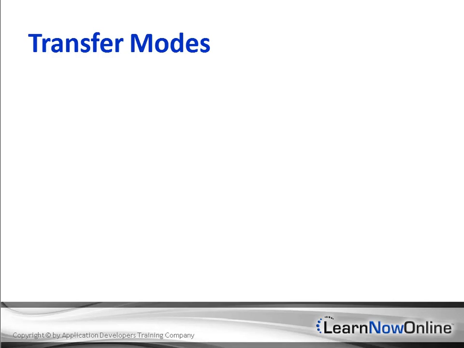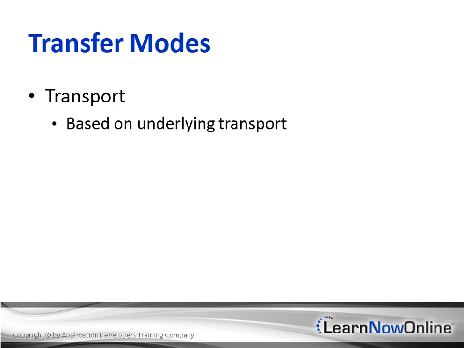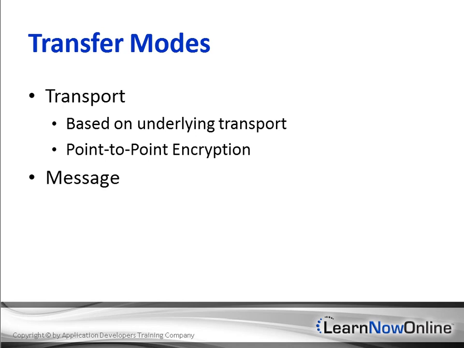When configuring WCF security, you have a choice of a couple transfer modes. One transfer mode is transport, and that means that the underlying protocol will provide the transfer security for you. In transport security mode, you have point-to-point encryption. The other mode is message, and in message encryption, it does the encryption in the message itself as opposed to relying on the underlying protocol.